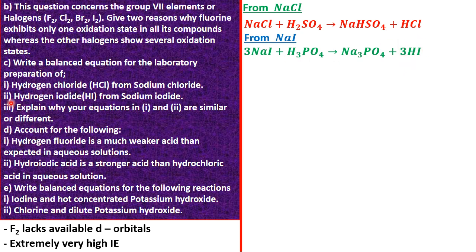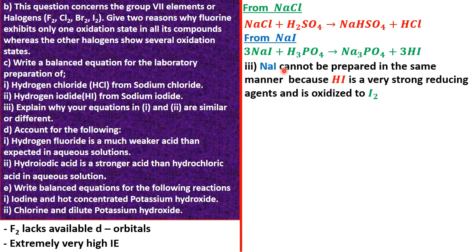The next part says we should explain why our equations in Roman 2 and Roman 1 are similar or different. Are they similar? No, they are different. Let's account for why. We will simply say that hydrogen iodide cannot be prepared in the same manner as hydrogen chloride, because it is a very strong reducing agent and it is oxidized to iodine if you dare to prepare it by the method which we use to prepare hydrogen chloride. That's it.